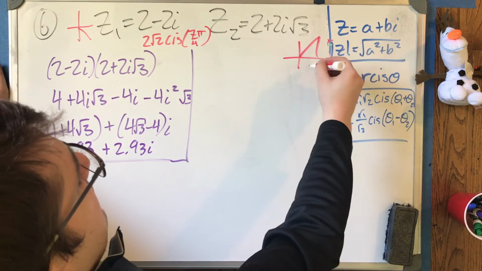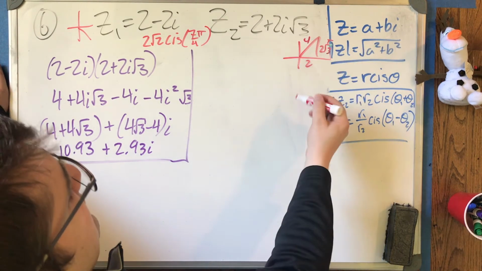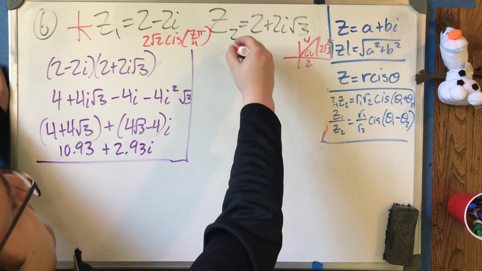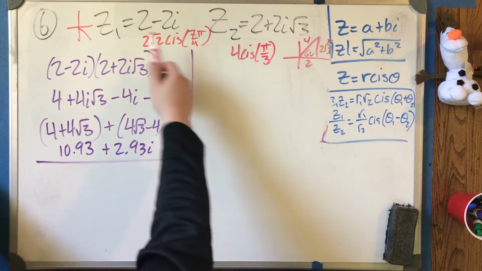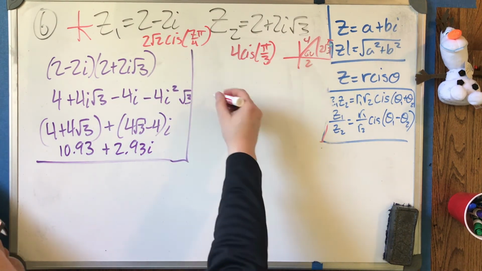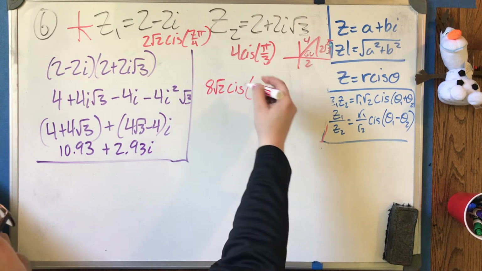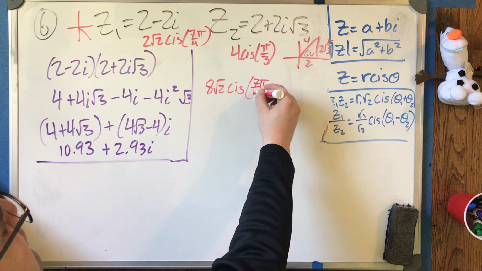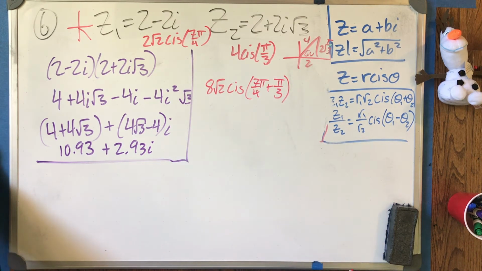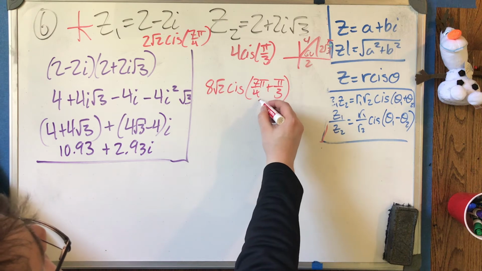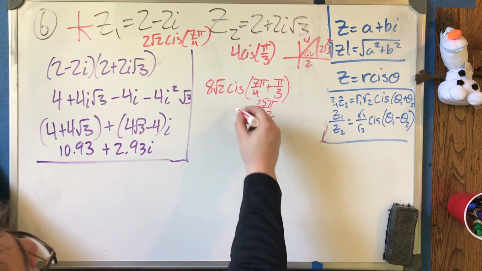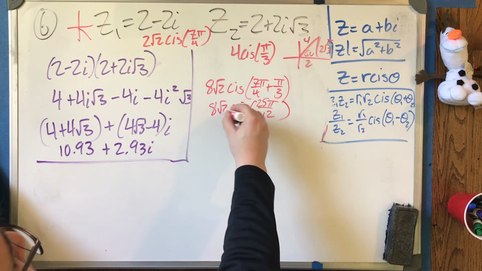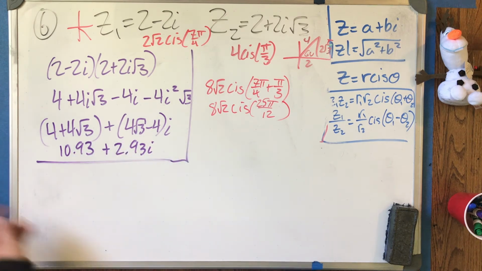This one is up in quadrant 1 with a 2 and a 2 rad 3, so it's going to have a radius of 4 and a reference angle of 60, so it's going to be 4 cis pi over 3. So doing the multiplication of these, I just multiply the radiuses, so 2 rad 2 times 4 is going to be 8 square roots of 2 cis, and then I just add these things together, so 7 pi over 4 plus pi over 3. And I have no idea what that is. What is that? That's 25 pi over 12, right? That's 21 plus 4, 25, okay. So 8 rad 2, and then I just do this in the calculator. I'm going to get this 10.93 plus 2.93i again.